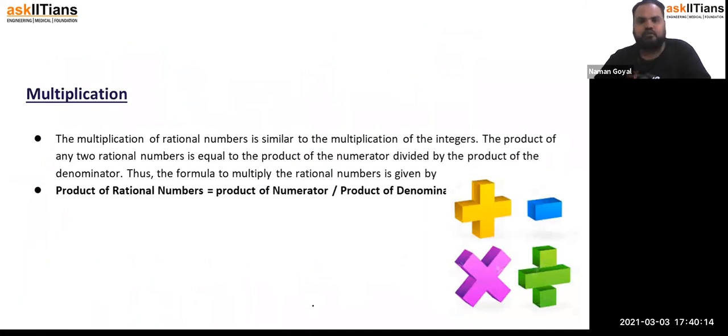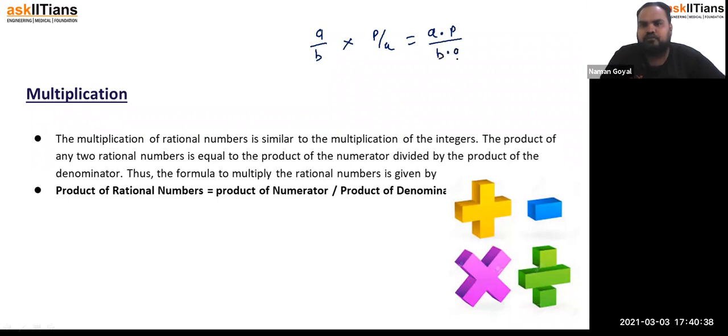Multiplication. Okay. So if we have two rational numbers, for example, a rational number a upon b and p upon q, and we want to multiply these two quantities, then what do we have to do? The numerators are multiplied by each other, and the denominators are multiplied by each other. So it will be a into p upon b into q, right? So this is the answer for this particular problem.